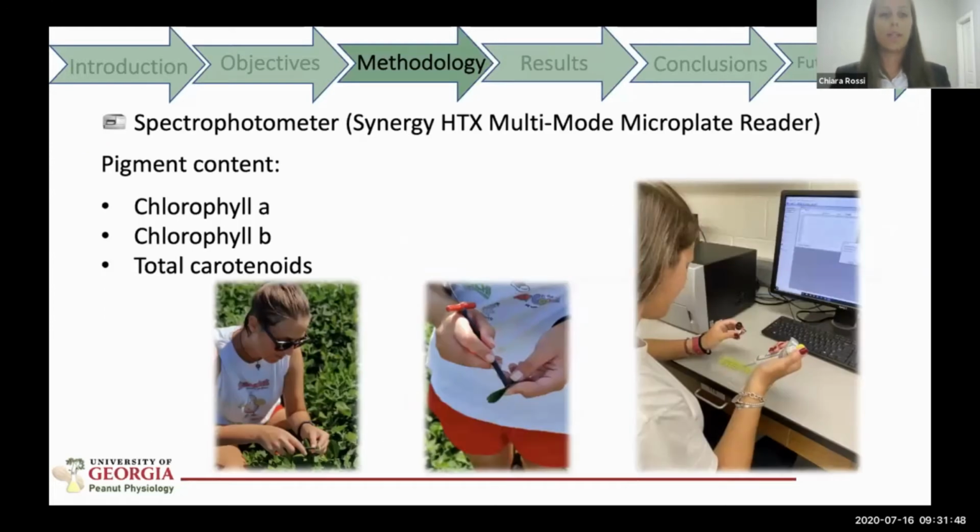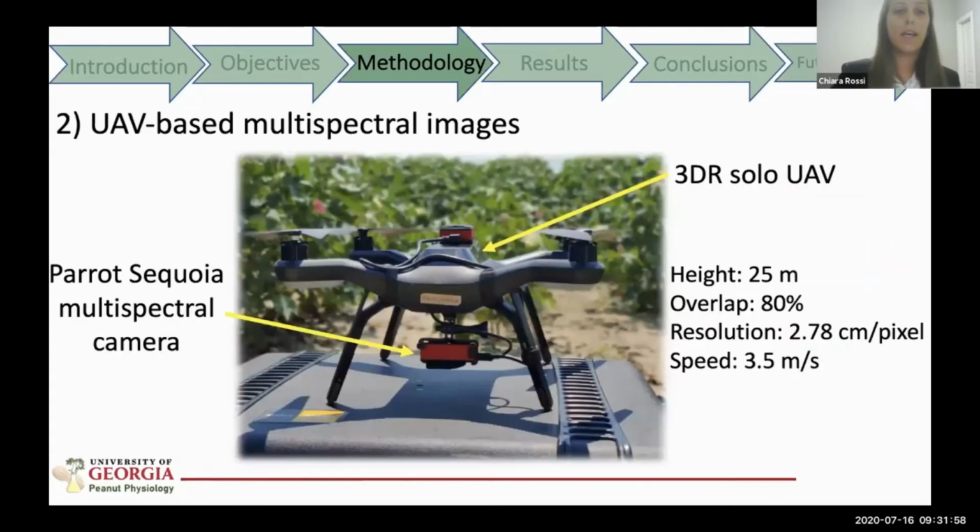The third equipment was a spectrophotometer that was used to calculate the pigment content, so chlorophyll A, B, and total carotenoid. The second part of our measurements were UAV-based multispectral images that were obtained with a 3DR Solo UAV connected to a Parrot Sequoia multispectral camera.